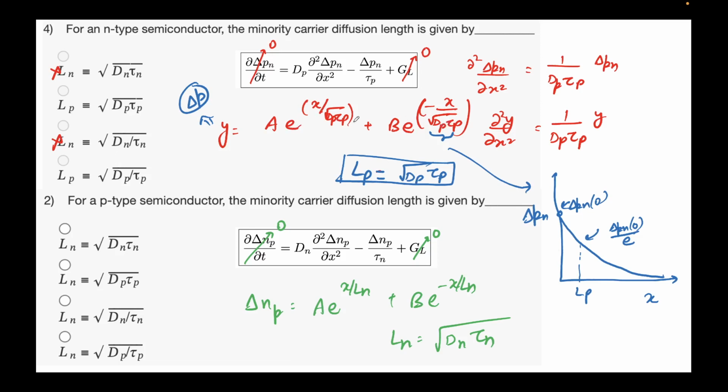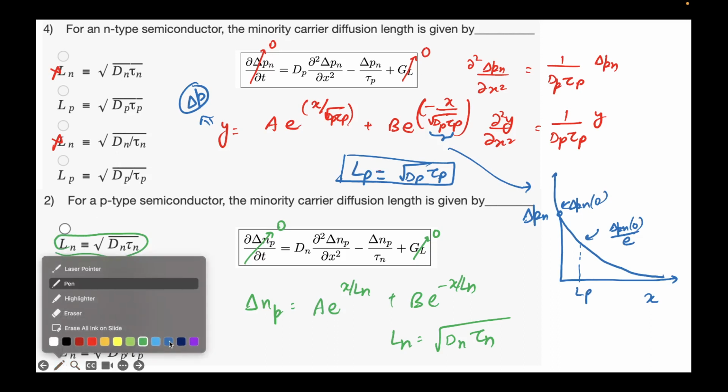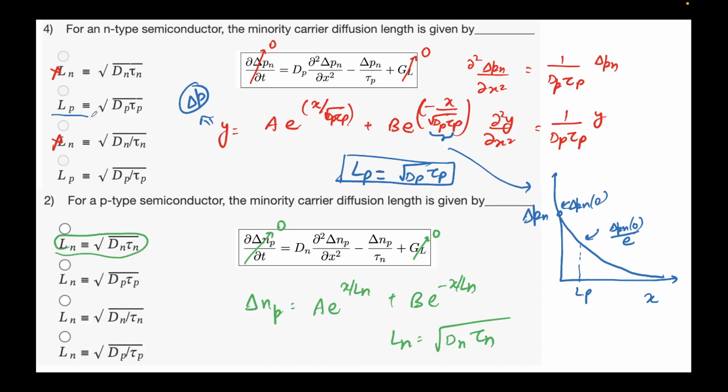All right, so the answer here would be again in this, we're talking about Ln, so Ln would be Dn tau n. So this is the correct option here, and for the first option it would be the second, which we saw from the dimensional analysis, right?